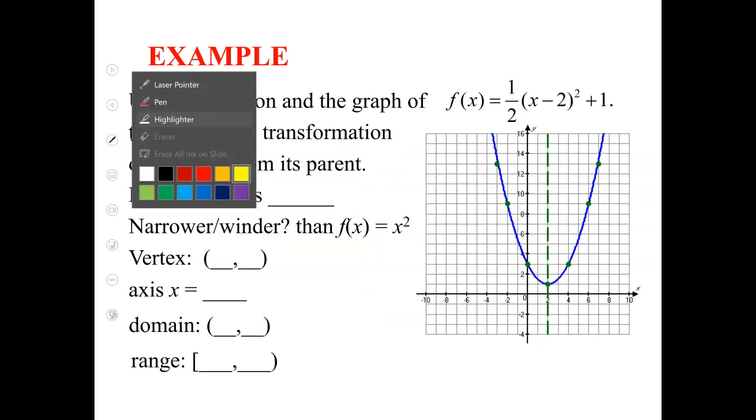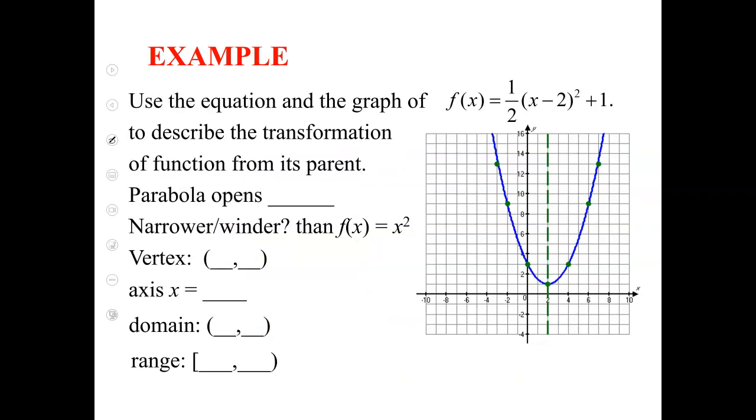Alright, so this is the last one. It's already graphed. Okay, so we've got 1/2 times x minus 2 squared plus 1. So what does this 1/2 do? It opens up and makes it wider. Positive opens up, it's a fraction less than 1, makes it wider.